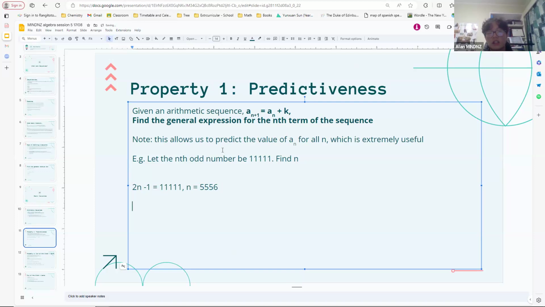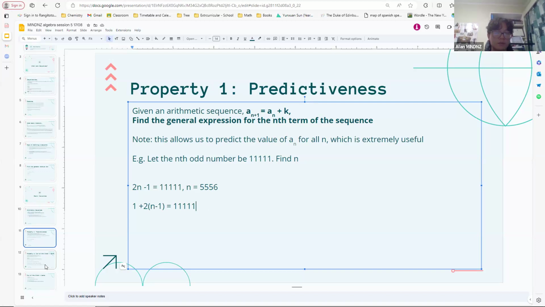So we know that each consecutive term differs by 2, right? And we start with 1. So 1 plus 2. And then since it's the nth term, there will be n minus 1 differences from 1, right? N minus 1 equals 11111. So that's an alternative route we can take.